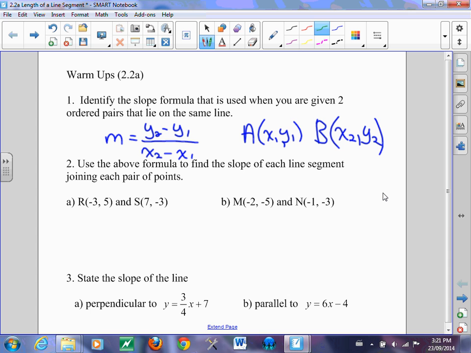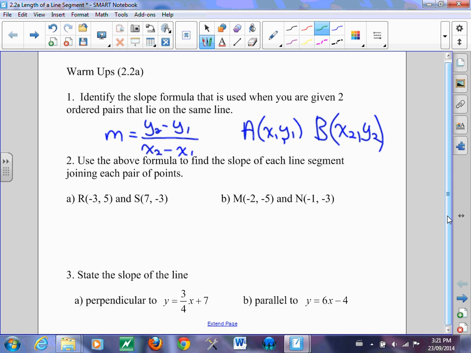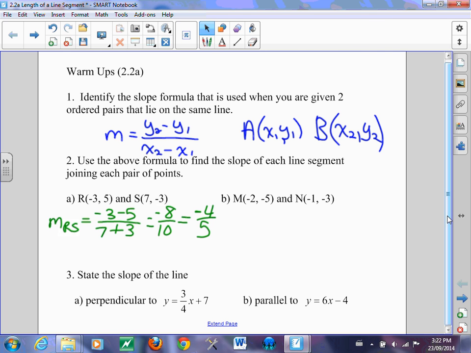All right. Number 2, use the above formula to find the slope of each of the line segments. So let's just practice that. We're going to take slope of RS equals, again you've got the formula there so you can just sub in the values, -3 minus 5 divided by 7 subtract -3. When you subtract a negative, that becomes positive. Simplifying that, ladies and gentlemen, you're going to have -8 over 10, which in lowest terms equals -4 over 5.